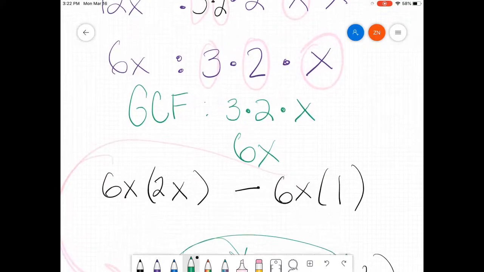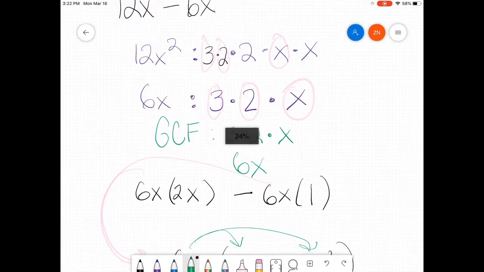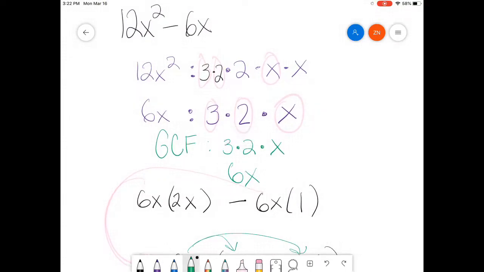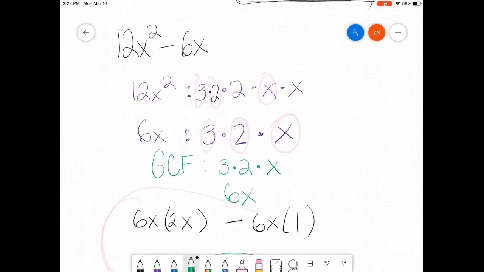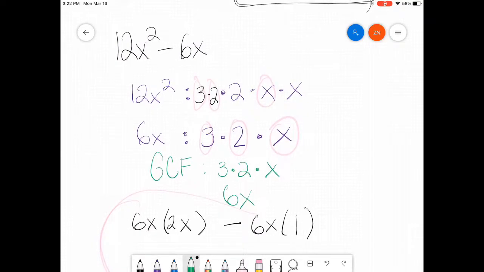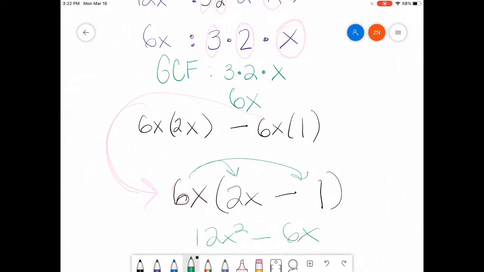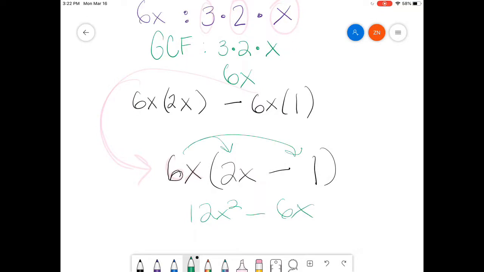If I take out a 6x of my original problem here, 12x squared minus 6x, I want to figure out how I can get what I originally had. 6 times 2 gives me 12. x times x gives me x squared. Negative 6 times 1 gives me negative 6x. So inside parentheses, you take what you got as the greatest common factor in front, and inside parentheses you have what's left over in order to get what you originally had.